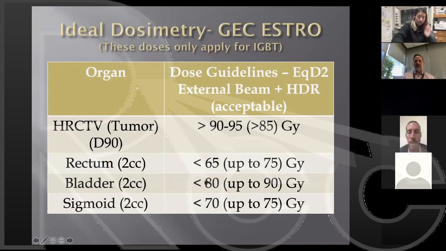The bladder 2 cc dose, less than 80, but acceptable is up to 90. And the sigmoid 2 cc dose, less than 70, but acceptable is up to 75. So I think those are the current GEC-ESTRO guidelines that we're following. Okay, great. Thank you so much.